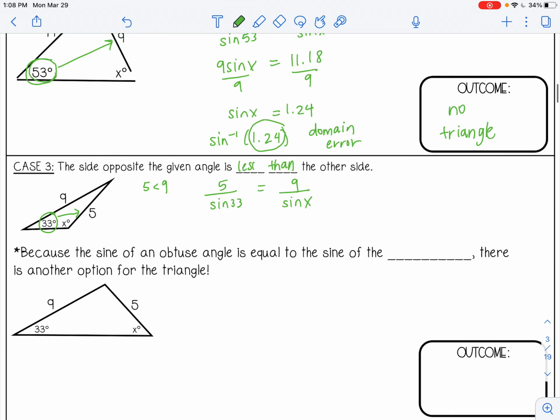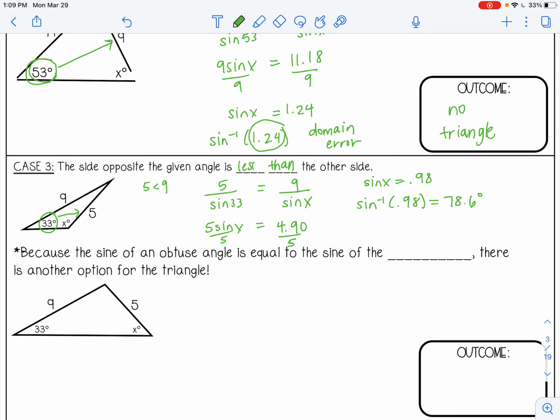All right, I'm going to cross multiply here. So 5 sine of x equals sine of 33 times 9 is 4.90. I'm going to divide both sides by 5. I'm going to bring it over here so I have more room. So about 0.98. Take the inverse sine of that. And I get about 78.6 degrees.